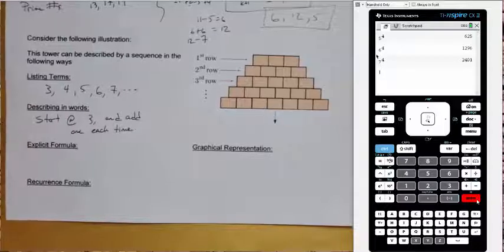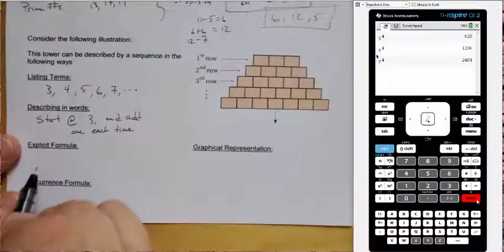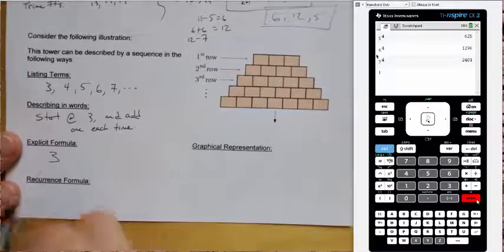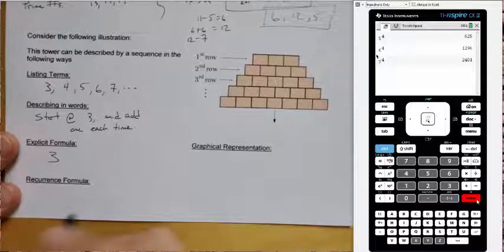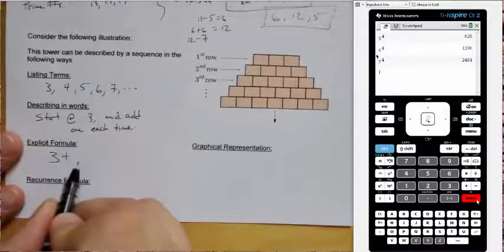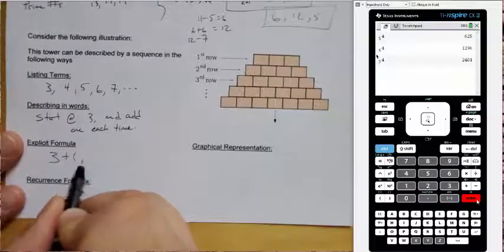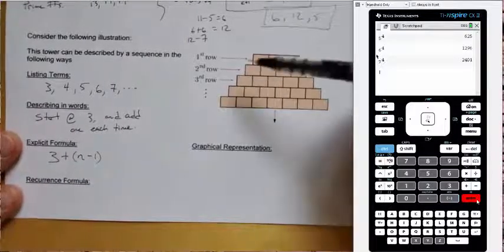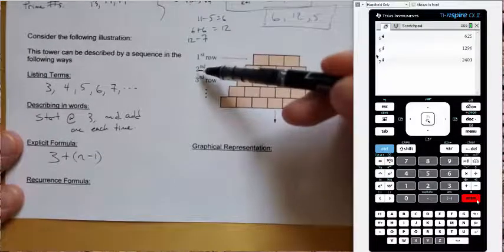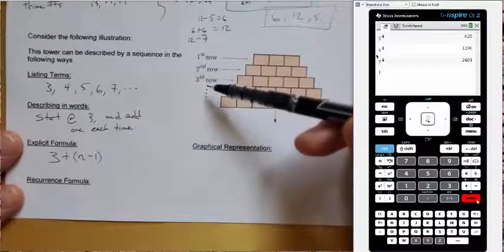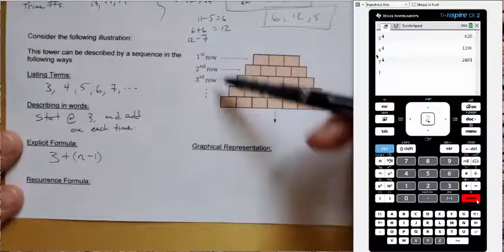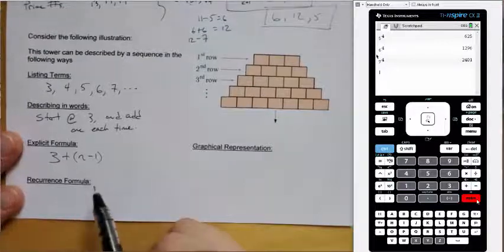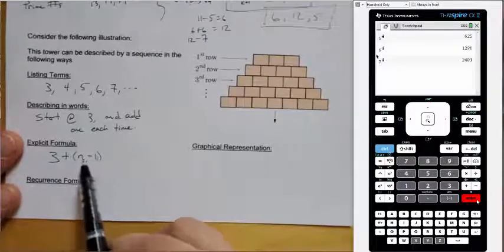I think an explicit formula for this would be: start at 3, and then I'm going to add whatever row I'm at, minus 1. If I'm at the second row, I want to add 1, so 2 minus 1 is 1. If I'm at the third row, I want to add 2 more bricks to 3 to get to 5. So I want to take whatever row I'm at, take away 1. You can clearly see that if you're in the first row, you want to start at 3 and add nothing to it. 1 minus 1 would be 0.